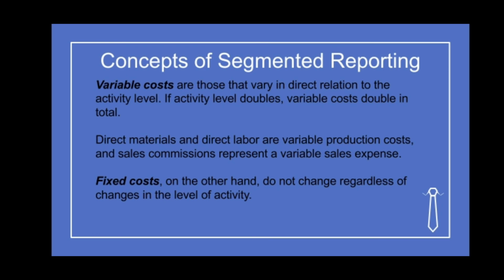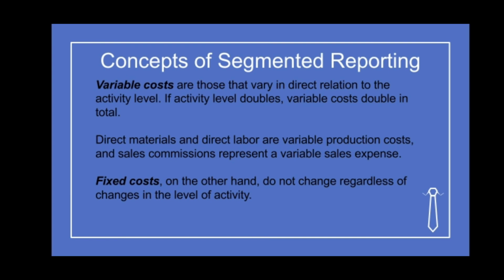Examples of variable costs are piece rate labor, production supplies, billable staff wages, commissions, credit card fees, and freight out. So direct materials and direct labor are variable production costs, and sales commissions represent a variable sales expense.